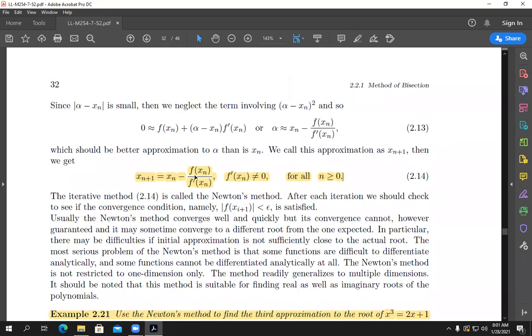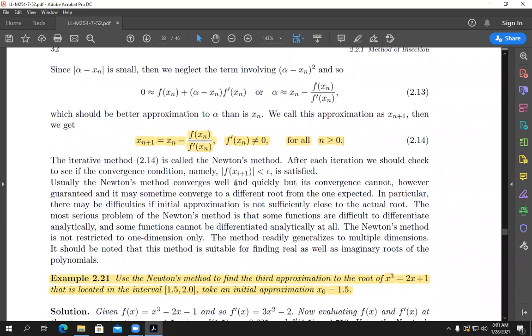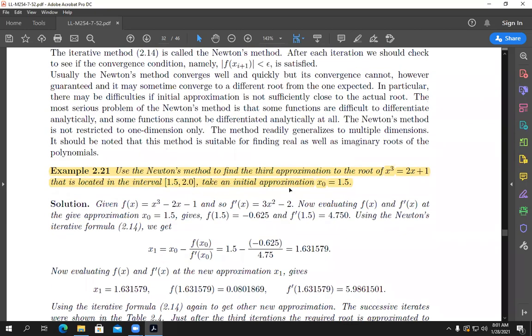The Newton formula needs not only f of x, but also f dash x, with the condition that f dash should not be equal to 0. Thus we have this equation. It says use Newton method to find the third approximation. Of course, in the exam, as I told you, we never ask you to find the third approximation. I just want to show you how good this method is. Find the third approximation to the root of this one, which is inside the interval, starting with the initial approximation x naught equal to 1.